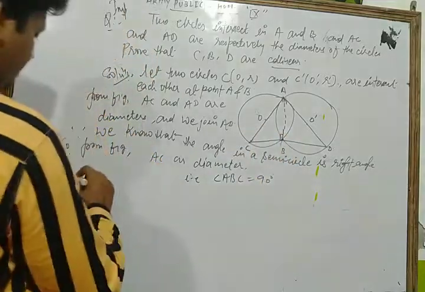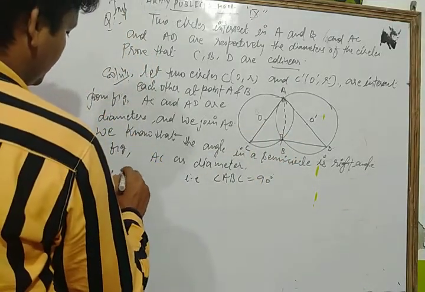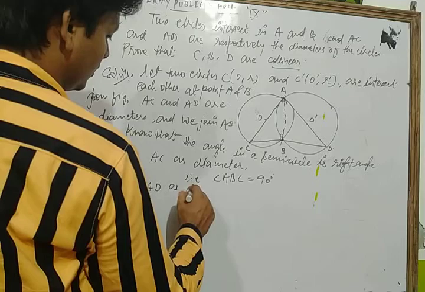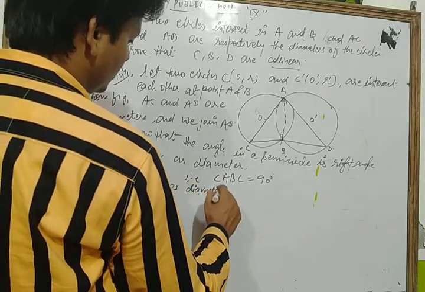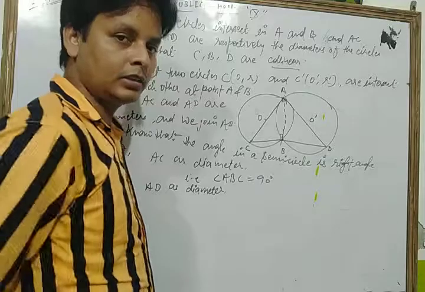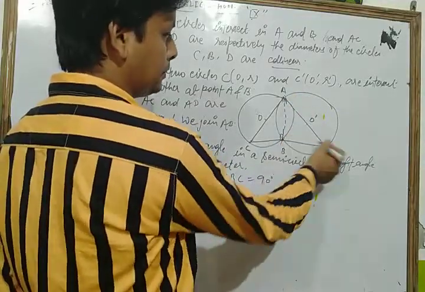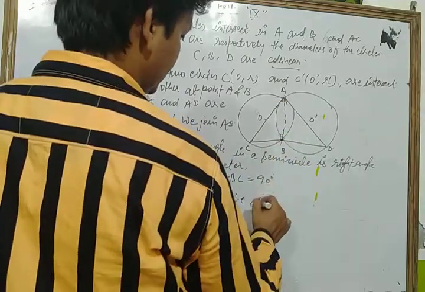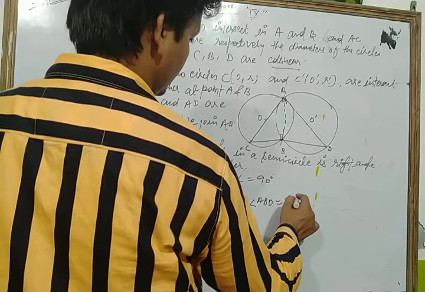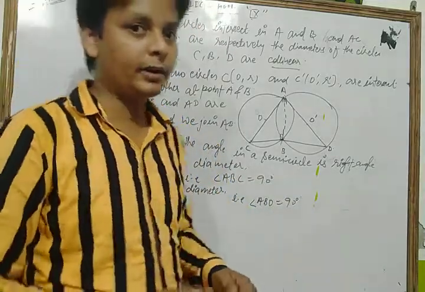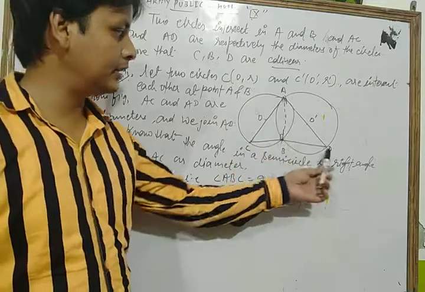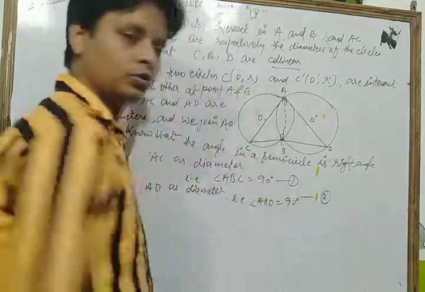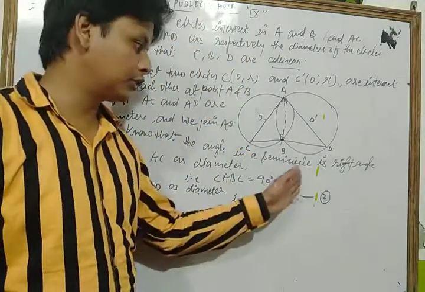Similarly, AD is the diameter, so we know the angle in a semicircle, that is angle ABD, is also equal to 90 degrees. Take this as equation 1 and this as equation 2. Now adding equation 1 and 2.